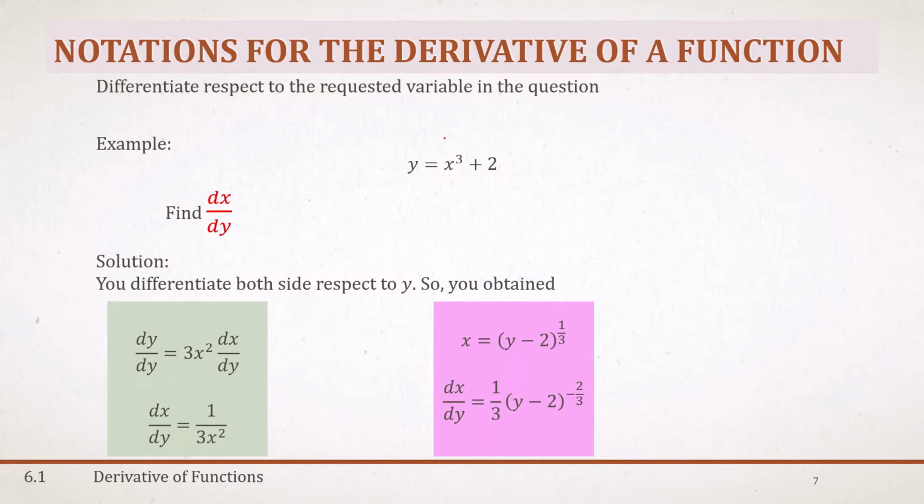If you look at here, the first thing we normally tend to do is dy/dx. If you want to do dy/dx, the right hand side is 3x squared. But the question is asking for dx/dy, so we can flip this, and it will become 1 over 3x squared.